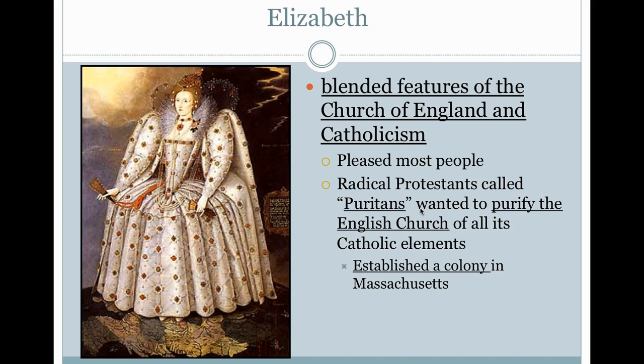They want to purify the English Church, be more in line with Lutheranism, I guess you could say. Actually, they were followers of Calvinism. So they wanted to see that type of doctrine. So they take off and they move to Massachusetts. Those are the Puritans. The Pilgrims came earlier. They too wanted a complete separation with the Church of England.